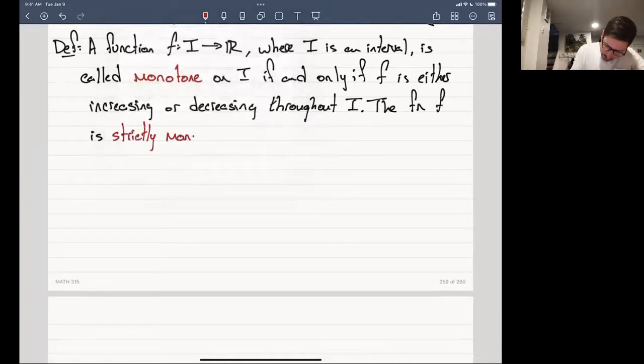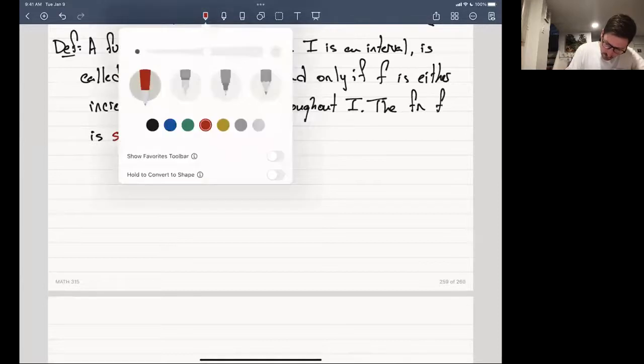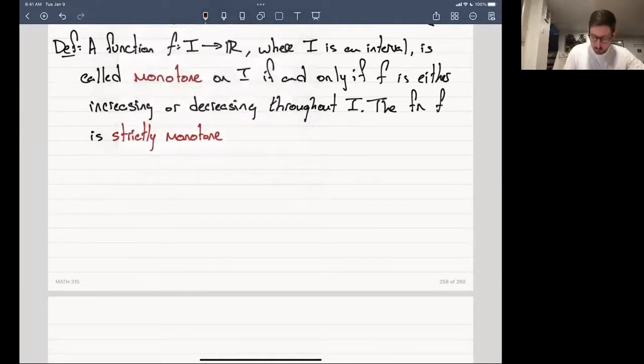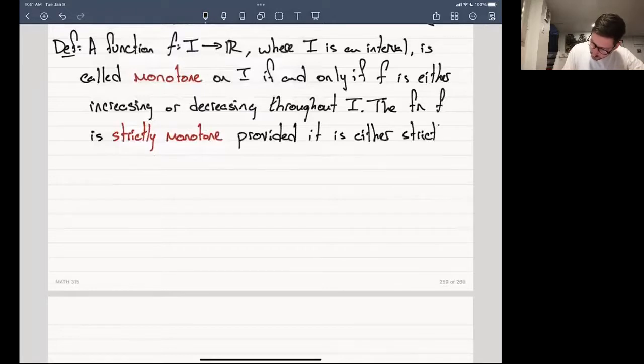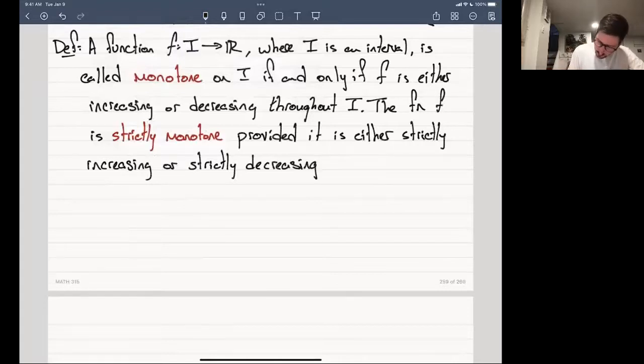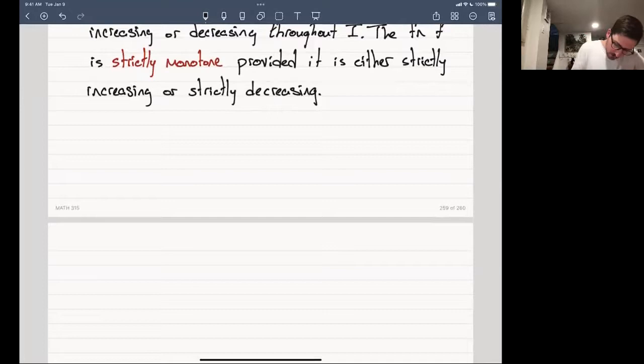Strictly monotone, provided it is either strictly increasing or strictly decreasing throughout I. So I'll just put strictly here. Okay, nothing too exciting. Let's do one last definition for you.